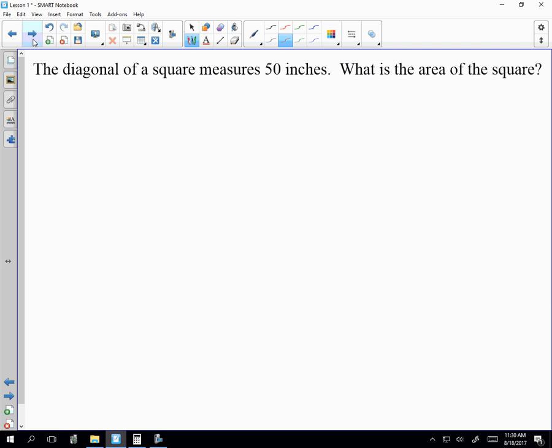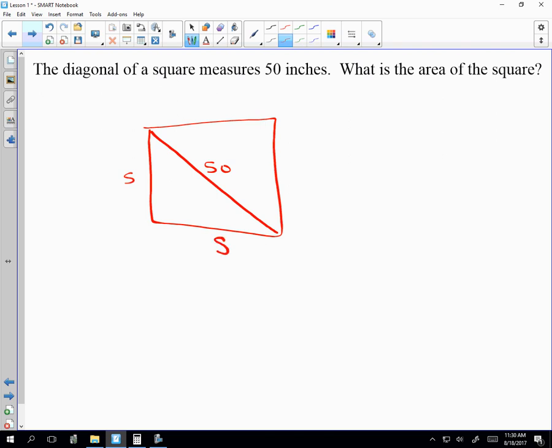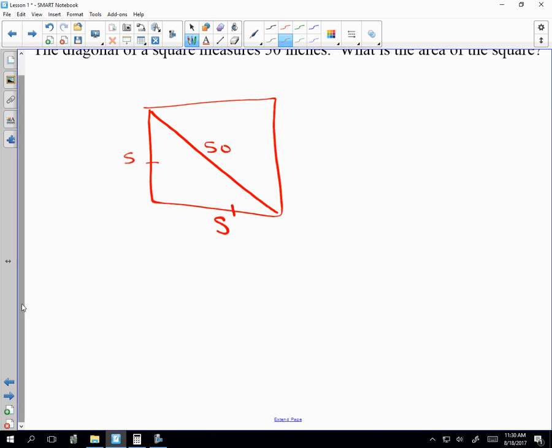Okay, now, what are some other situations that we can give you? We can give you a scenario where we tell you the diagonal of the square is 50 inches, and we want you to find the area of the square. So now we need the two side lengths, and since it's a square, the side lengths are equal, so we can give them both the same name.